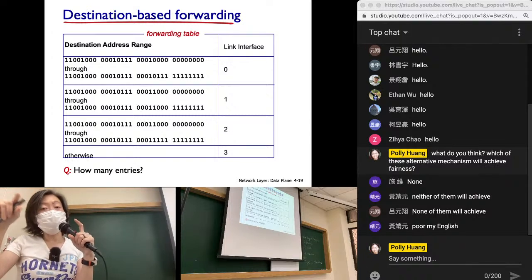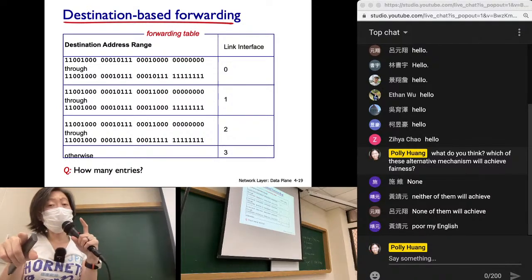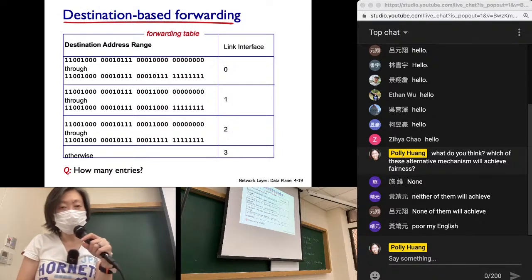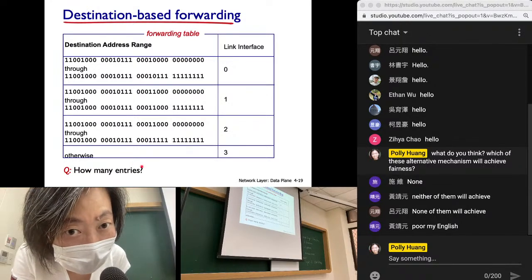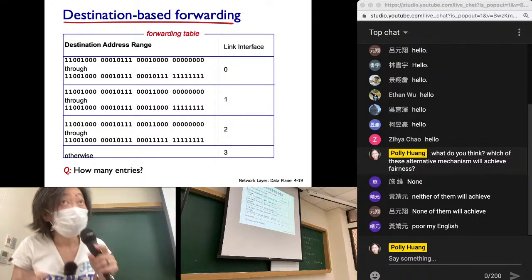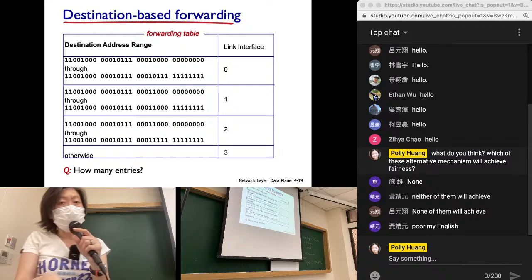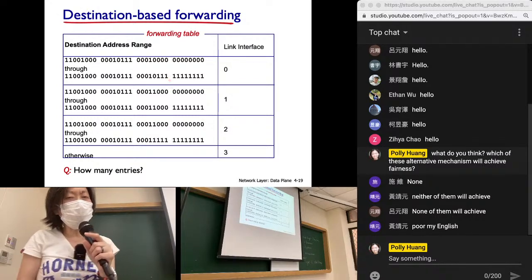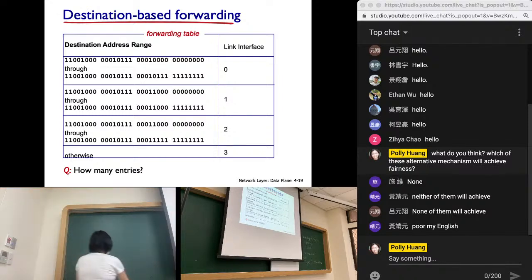So the numbers on the left are all destination IP addresses. An IP address is 4 of these 8 bits, 32 bits long, okay? So in case we find a match in this range, then go to link interface 0. If we match this range, 1, and 2 and 3. So it's quite straightforward. But if we have one destination IP address per entry, how many entries could there be? Worst case, this many. So the table is going to be too large.